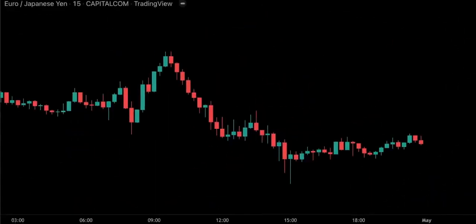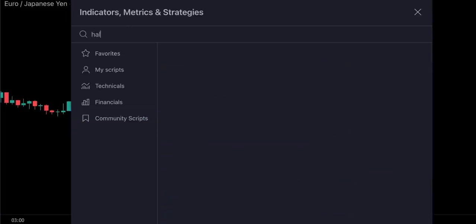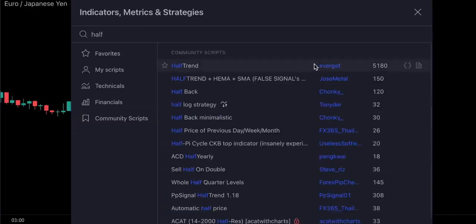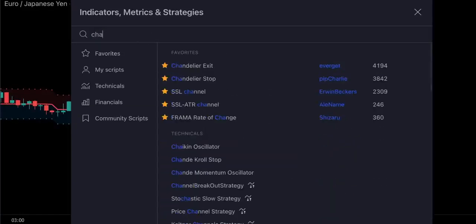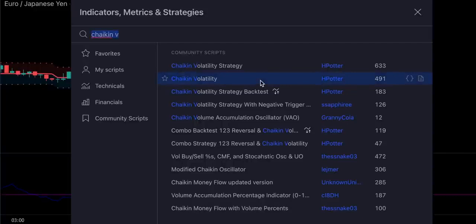Okay, so for this strategy, we're going to use Euro-Yen 15-minute chart. Now let's go ahead and add our indicators. For the first indicator, we will use HalfTrend by Everget. For the second indicator, we will need Chaikin Volatility, this one by HPOTA. And for the last indicator, we will search for MACD 4C.